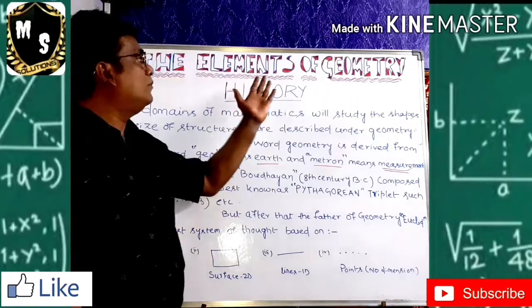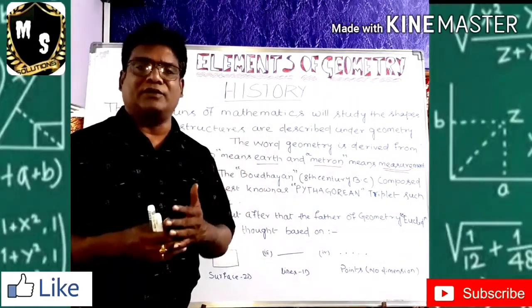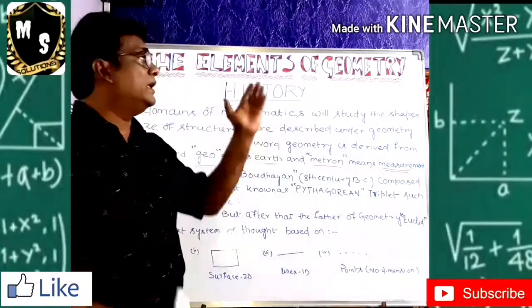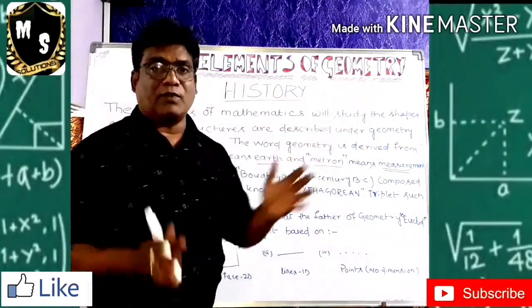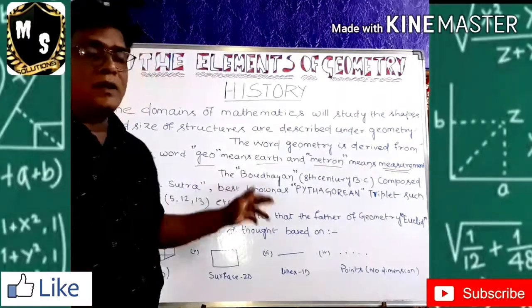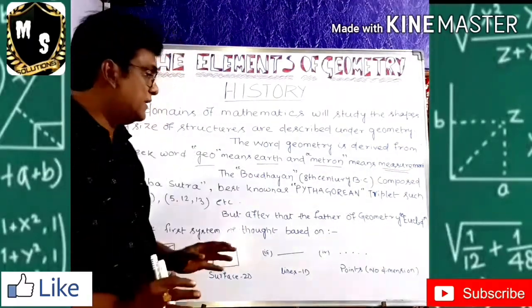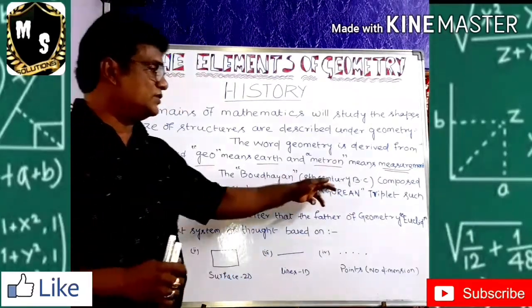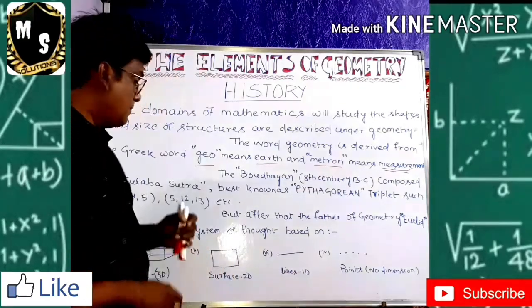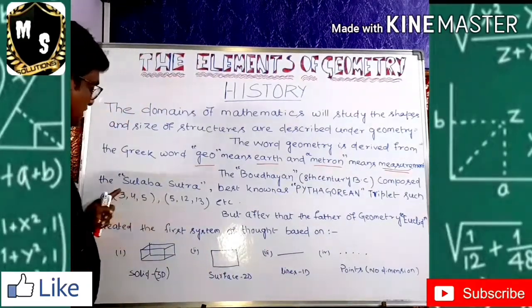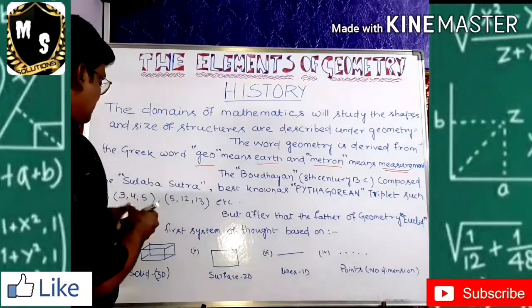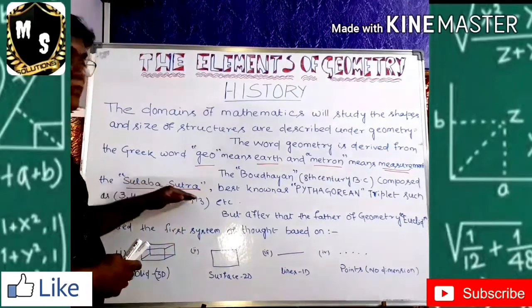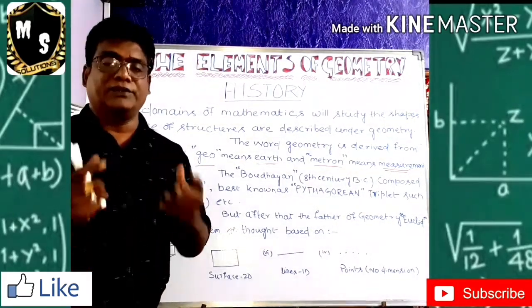Now some mathematicians in ancient times already applied this geometry, and they knew and spoke about the elements involved in it. The first one is Bodhayan. Bodhayan is an Indian mathematician who, in the 8th century BC, before Christ, composed the Sulaba Sutra. What is this called? Sulaba Sutra. Sutra means formula, and Sulaba means examples or models of formulas. Sutra is a Hindi word.